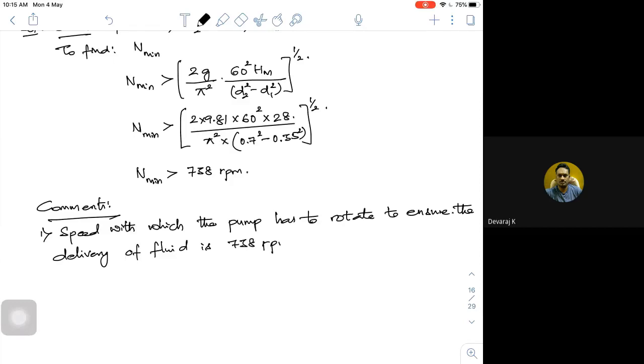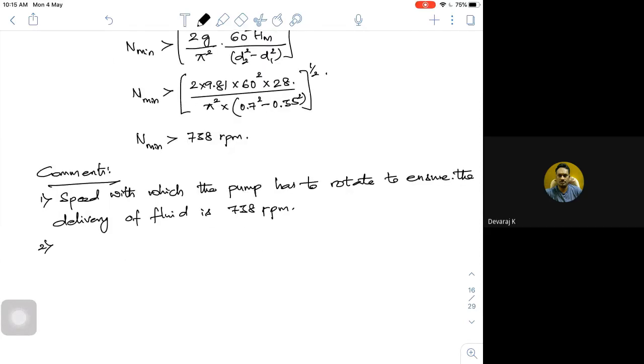So what can be the running speed of the pump? It can be 740 RPM, or 800 RPM, or 750 RPM, or whatever it may be. Whatever RPM is accepted. If the pump rotates at any speed greater than 738, it will start delivering fluid. If it rotates at 730 RPM, there won't be any delivery of the fluid. That is the meaning of it.